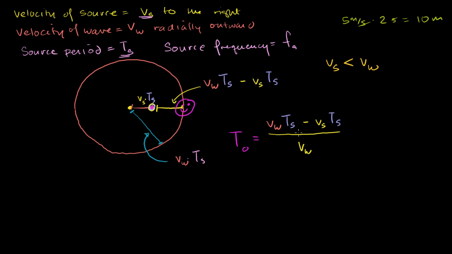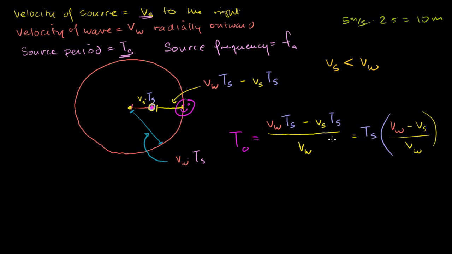Now, if we wanted the frequency, we can manipulate this a little bit first. We could factor out the period of the source, t sub s. And so it becomes t sub s times the velocity of the wave minus the velocity of the source, all of that over the velocity of the wave. And so just like that, we've gotten our formula for the observed period for this observer who's sitting right in the path of this moving object, as a function of the actual period of the wave's source, the wave's velocity, and the velocity of the source.